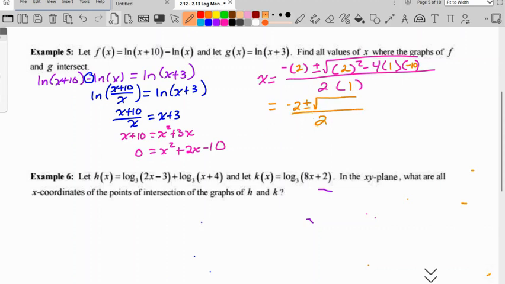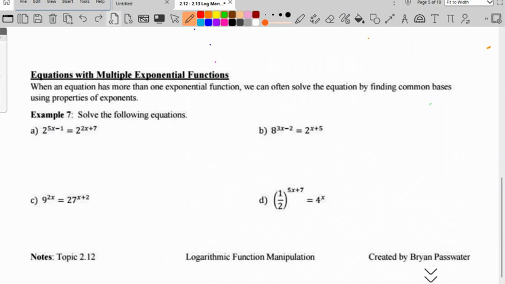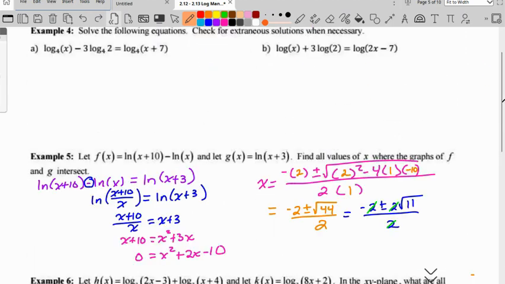That something is going to be 2 squared plus 40, so 44. Is that what you got? Okay, 44 will totally simplify under the radical. So that's going to be negative 2 plus or minus 2 times the square root of 11 over 2, which simplifies because every term has a factor of 2.